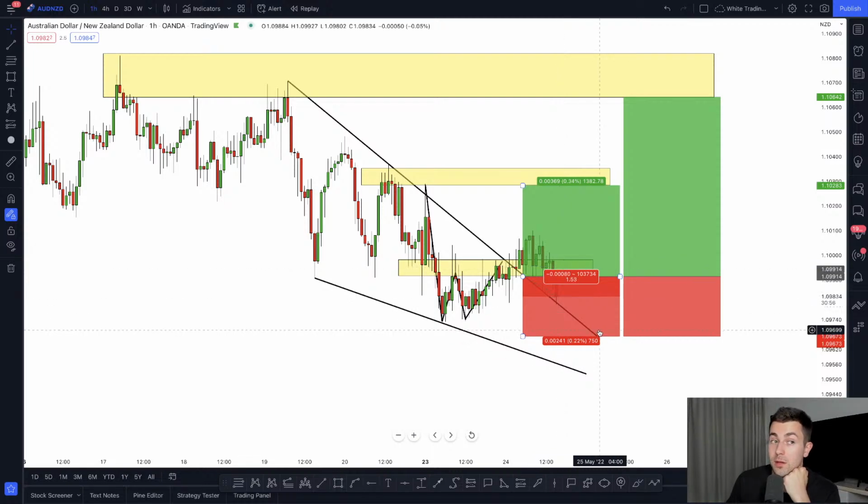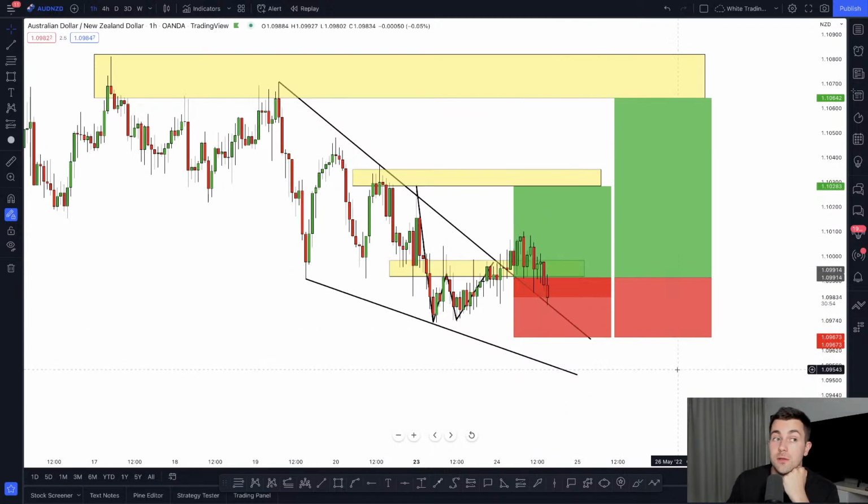bullish movement. Let me know, traders, if you have any questions concerning this trading setup on Aussie New Zealand. Do you agree with me that this one looks very bullish? Let me know. I see a lot of questions.